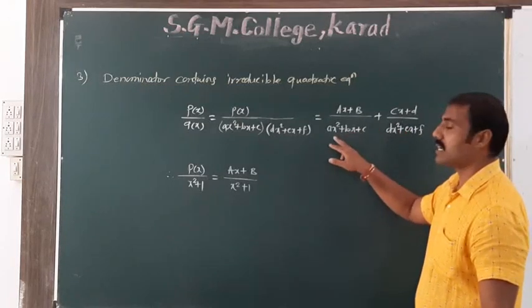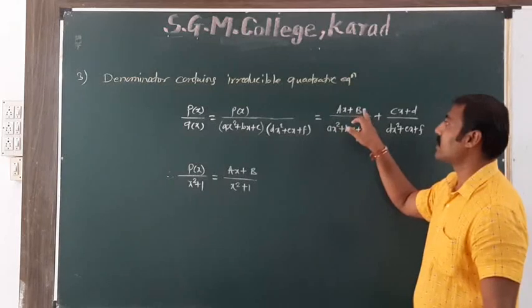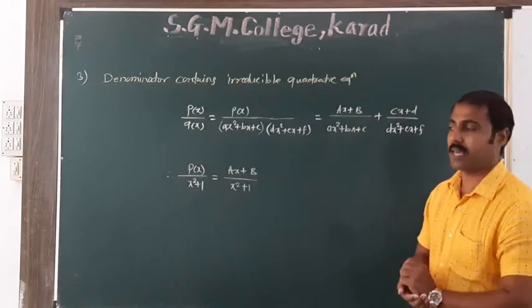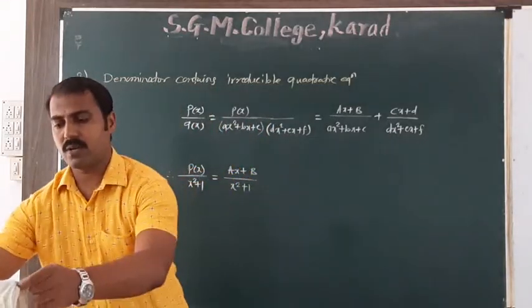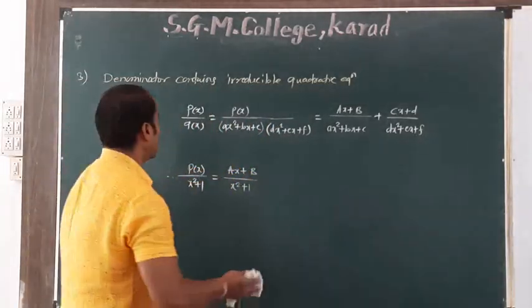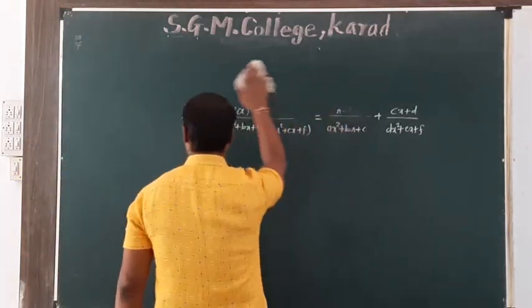For a quadratic term, the numerator must be in the form of ax plus b. So today we are going to discuss some examples of denominator contains irreducible quadratic equation.